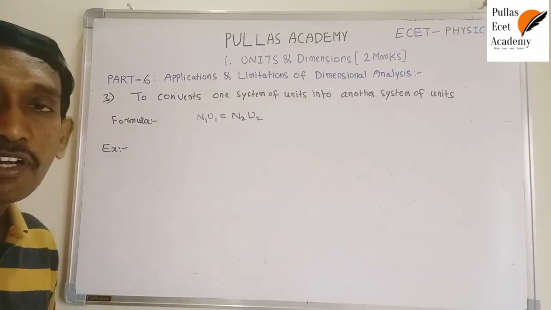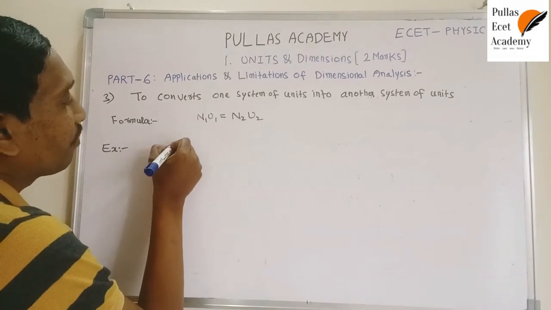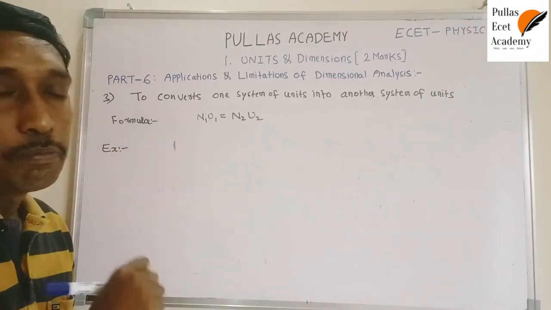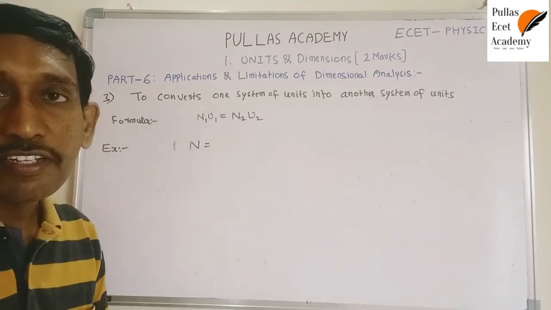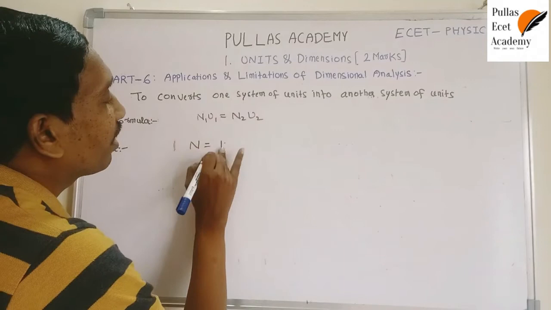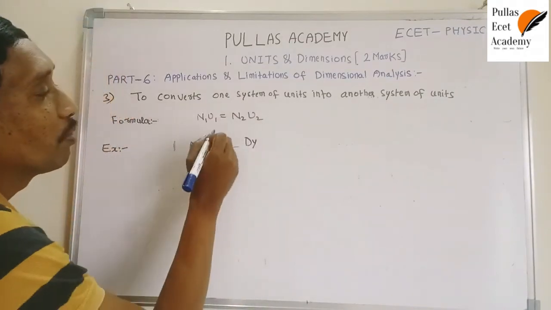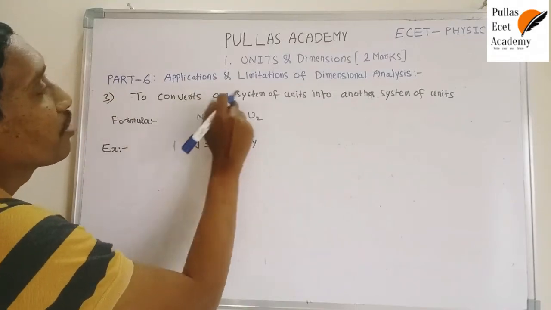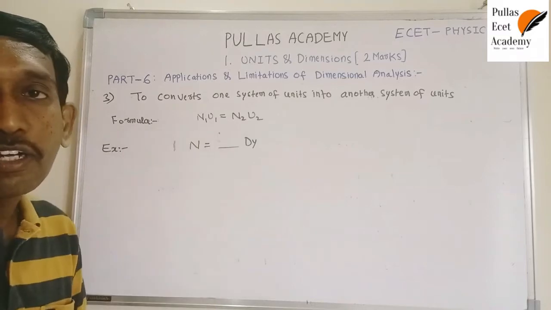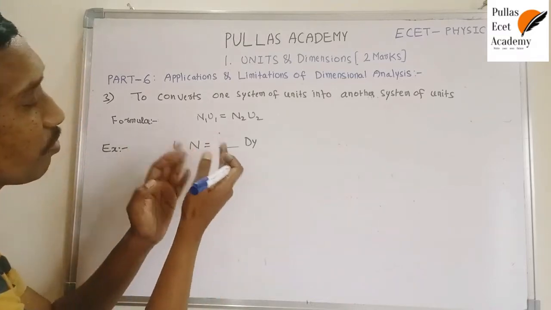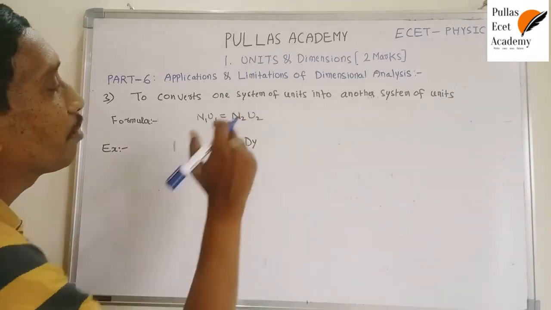So I want to explain one example. What is the example? Already we have discussed in the previous topic that 1 Newton is always equal to 10 power 5 dynes. But suppose you don't know 10 power 5 dynes, and the question is how many dynes are in 1 Newton. Then by using dimensional analysis, it is possible to convert. Not only this, 1 joule is equal to 10 power 7 ergs. It is also possible to convert from one system to another system by using dimensional analysis.